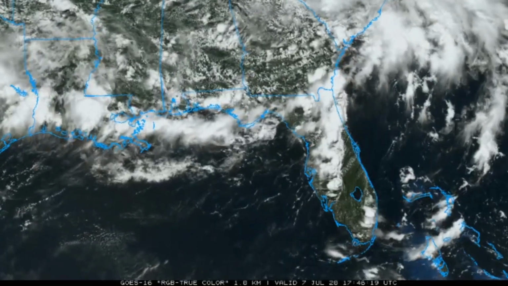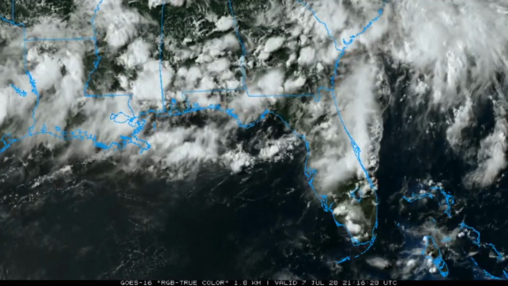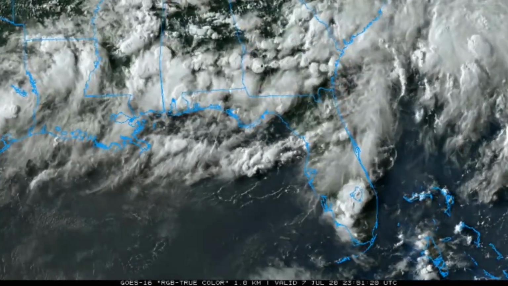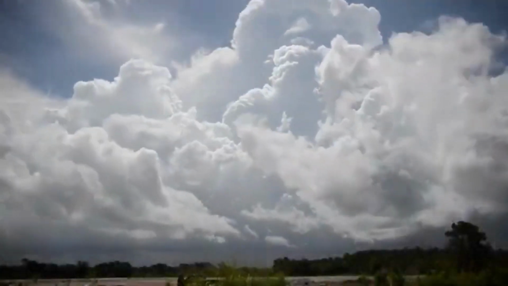Today we're going to be taking a look at supercell thunderstorms and how they work. Now these storms are extremely complex, so I'm going to do my best to give you a simple yet thorough explanation of how they work. Like all thunderstorms, supercells are the result of atmospheric convection.